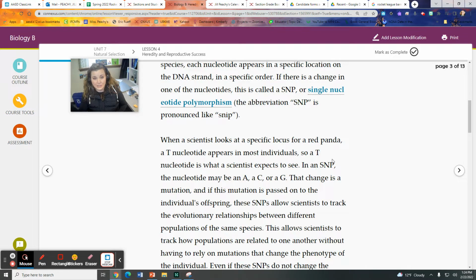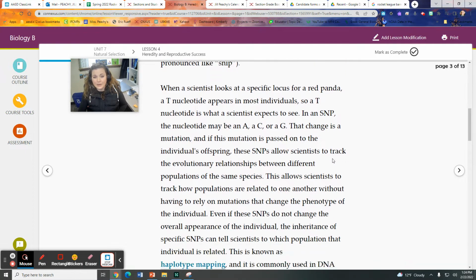And this is a mutation. This is a type of mutation we talked about previously in the first semester. And so they can look at that specific locus for a bunch of different pandas. For some pandas, they'll see what they expect to see, and for some they'll see the SNP instead. And it allows them to track how closely those pandas are related to each other.